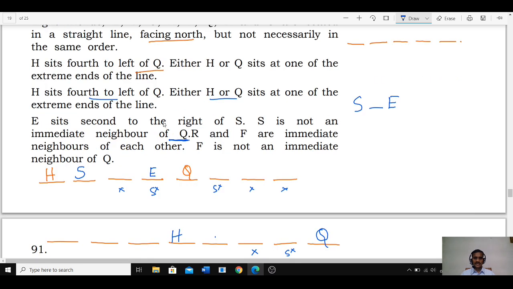E, F, G, H, P, Q, R, S, 8 persons are there. H sits 4 to the left of Q. E sits second to the right of S. S is not an immediate neighbor of Q. R and F are immediate neighbors. F is not an immediate neighbor of Q. As R and F are immediate neighbors of each other, if R is here then F is here. And since F is not an immediate neighbor to Q, F can be here. If F is here, R can be here.